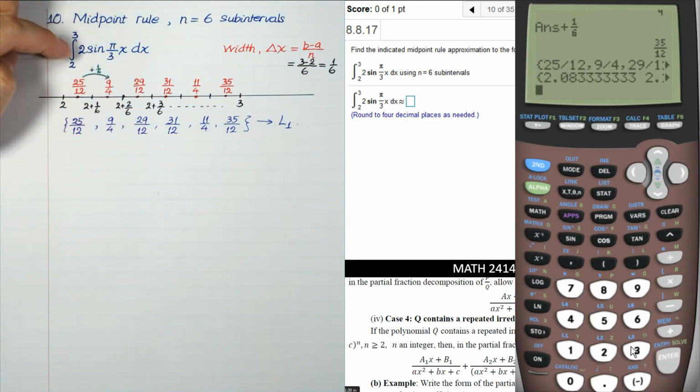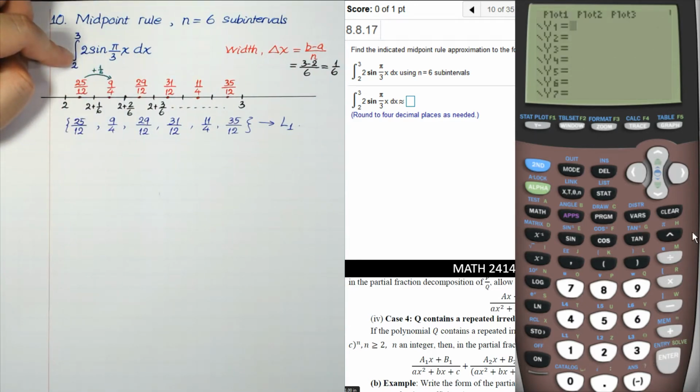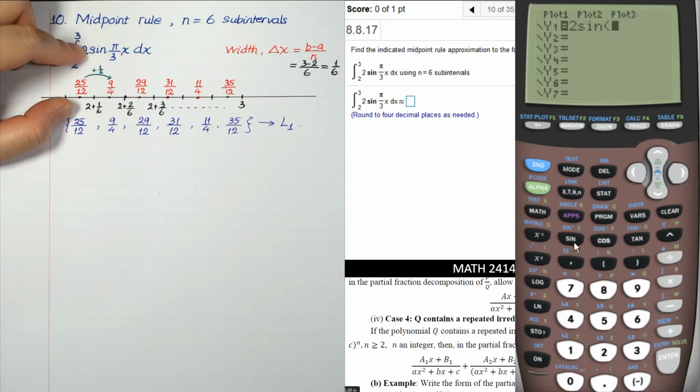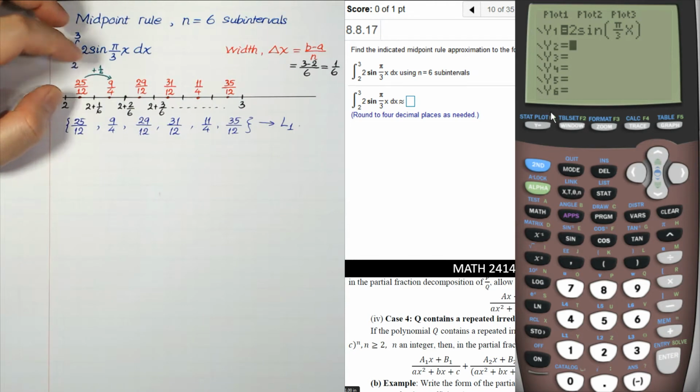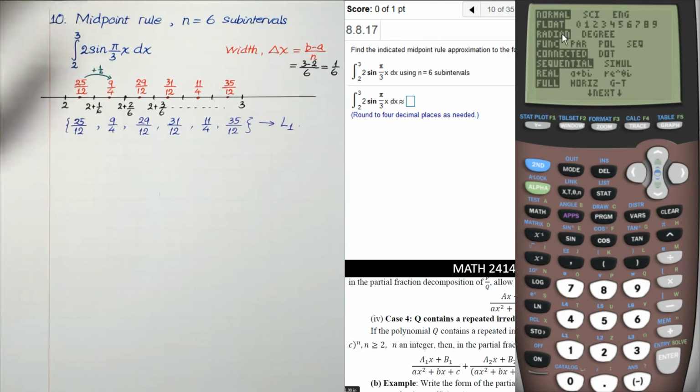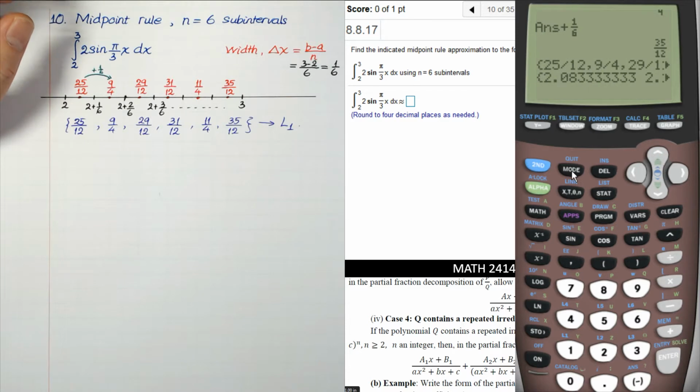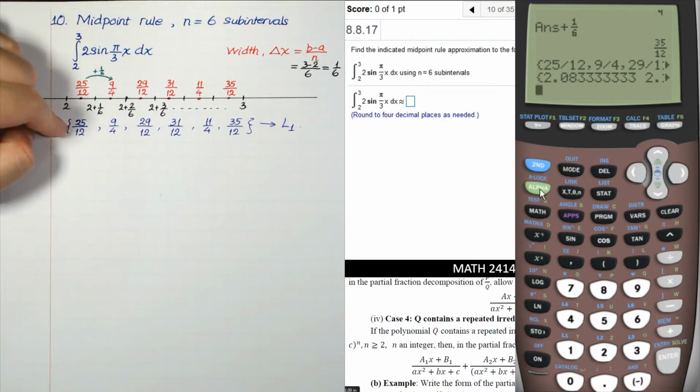Next we'll evaluate the function y equal to 2 times sine of the fraction pi over 3 times x. That is a function. Just make sure that it is in radian mode. It is, which is good. And then we just evaluate the function at list 1. So alpha trace y1 open parentheses second L1.